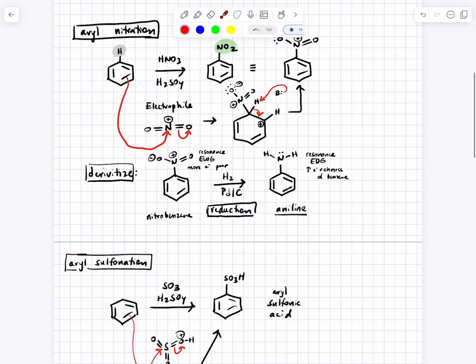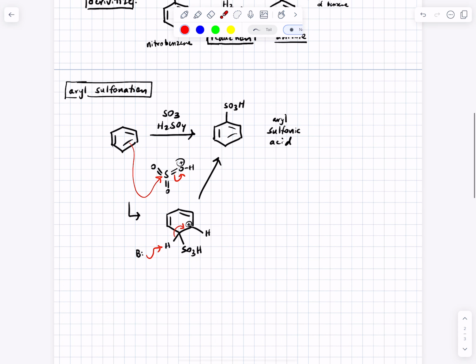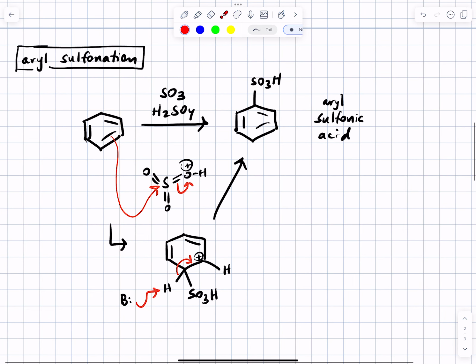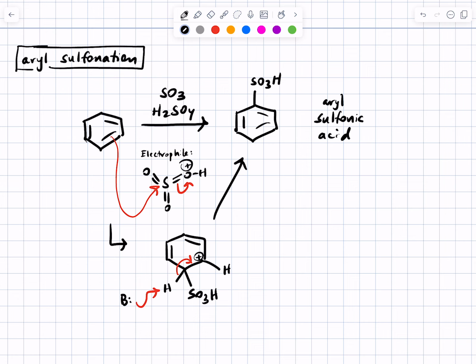Okay, others? Let's do aryl sulfonation. I showed you this reaction in the last 30 seconds of last time. I've drawn the mechanism here. It's in your text. It's not hard. It's just another example of the same basic mechanism. You're using SO3 and then sulfuric acid. Your electrophile is probably protonated SO3. Where does the proton come from? H2SO4. That's not that hard.